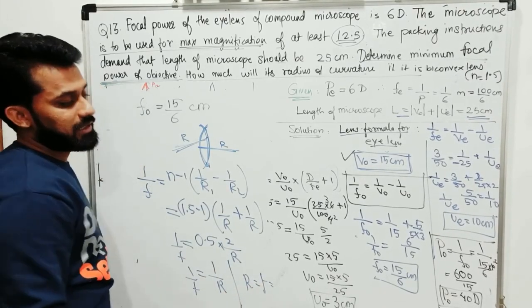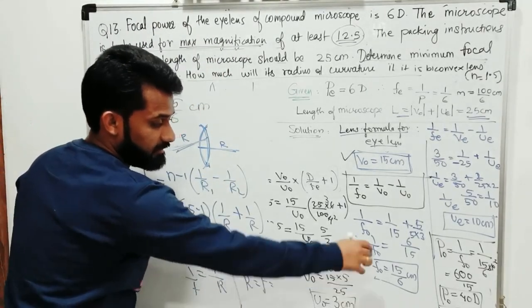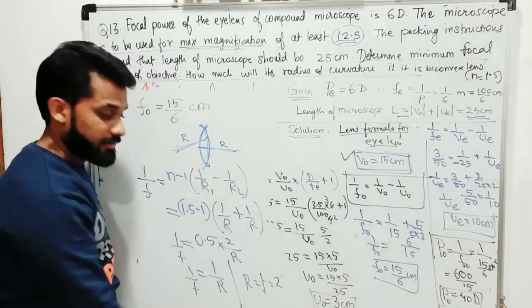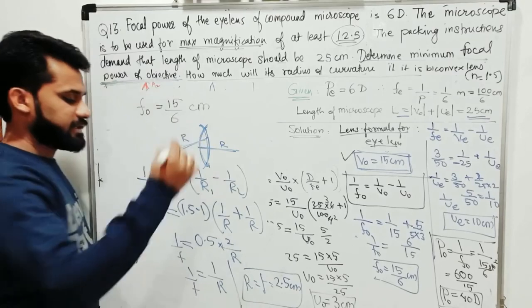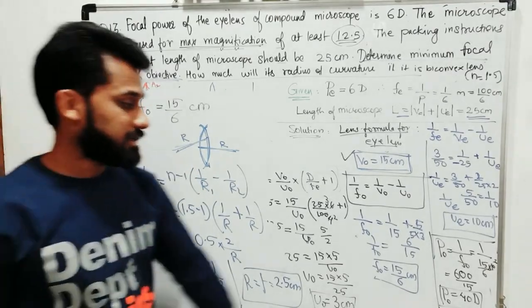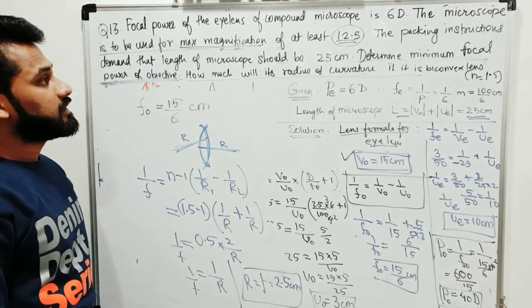What is value of focal length? Value of focal length is 15 by 6 centimeters. On dividing 15 by 6, it is 2.5 centimeters. So the radius of curvature is 2.5 centimeters, and the power of objective lens is 40 diopters. These are the values for question number 13.